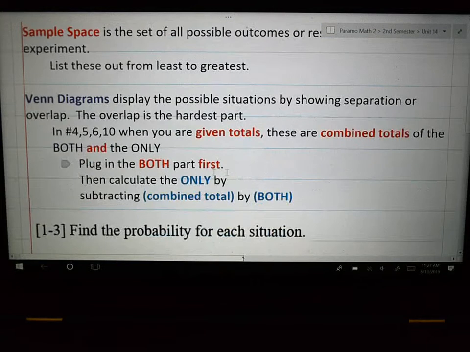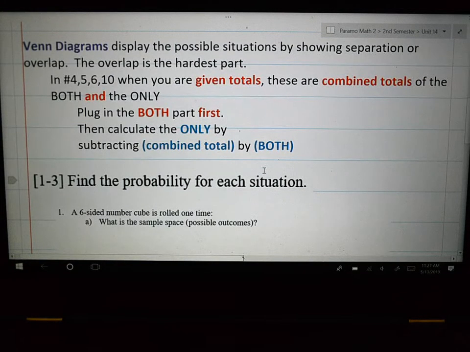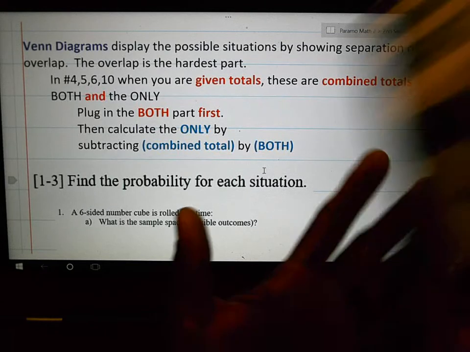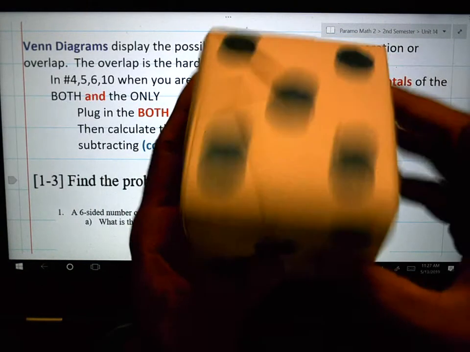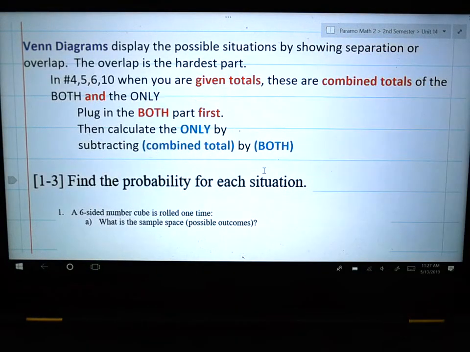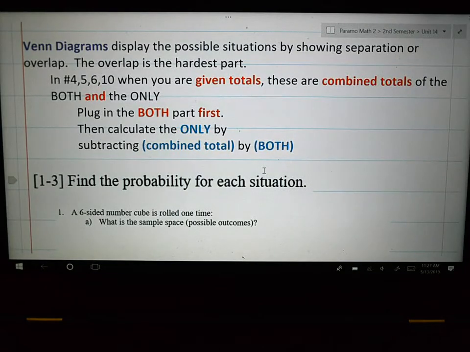The other thing that you're going to have to do are Venn diagrams. So we don't have to put the percent of each outcome? No. All it asks you on number 1 is what's the sample space for a number cube. You could only have the possibility of rolling a 4, a 6, a 3, a 5, a 1. And I would just say write them out in order from least to greatest.